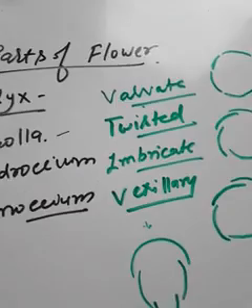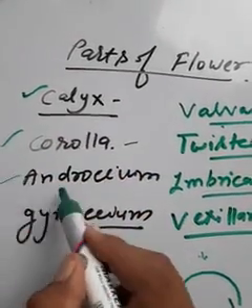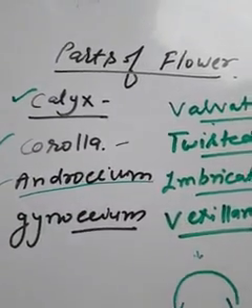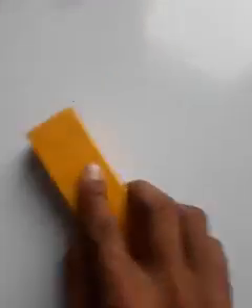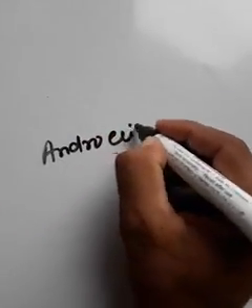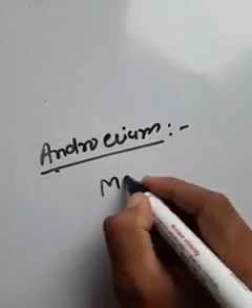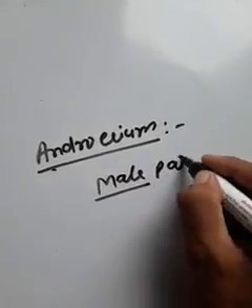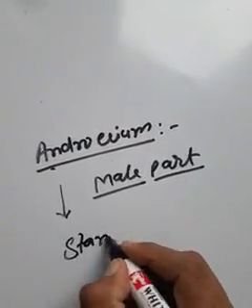In the next topic, we will discuss the androecium. Calyx done, corolla done. After that, androecium. Androecium is which part? The male part of the flower. In the singular form, it is known as a stamen.